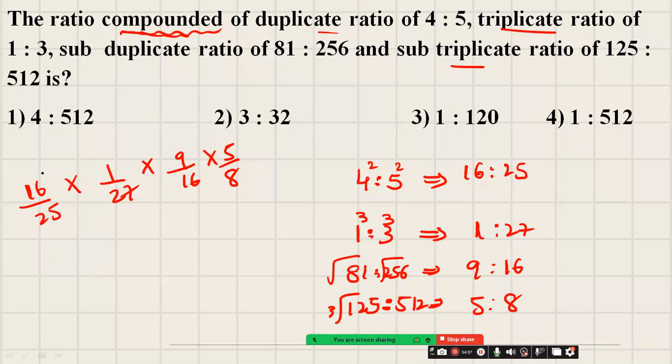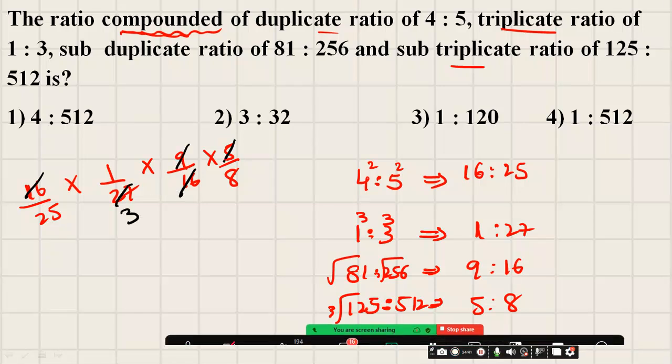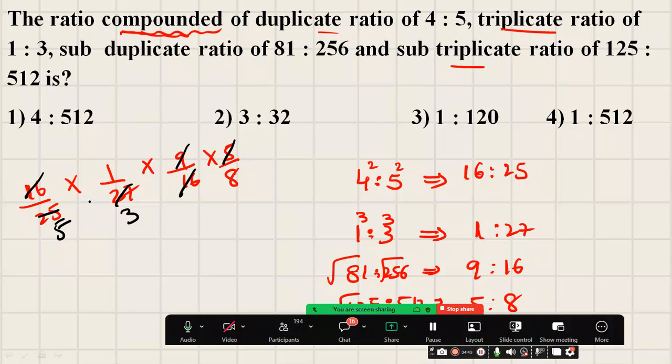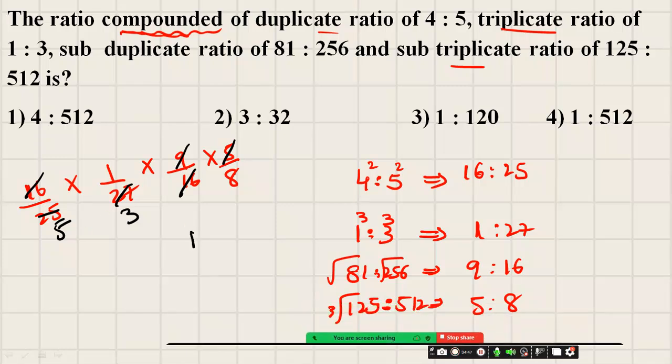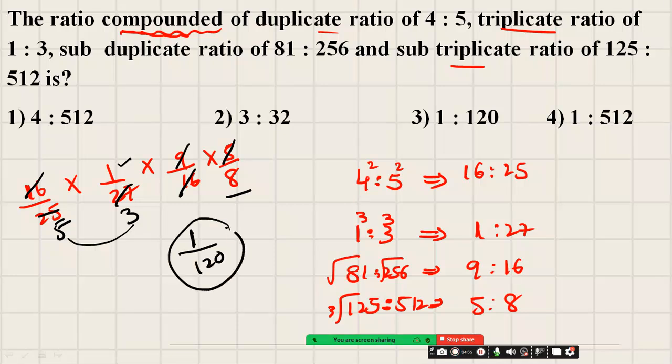Let me calculate. 16 cancels. 9 1s are 9, 3s are 9, 5 1s are 5, 5 5s. Any other cancellations? I think no cancellation. 1:120. Very good. Numerator is how much? 1. Option 3, sir. 5 3s are 15, 15 8s are 120. Then the answer is 1 is to 120. Option 3 is the right answer, guys.